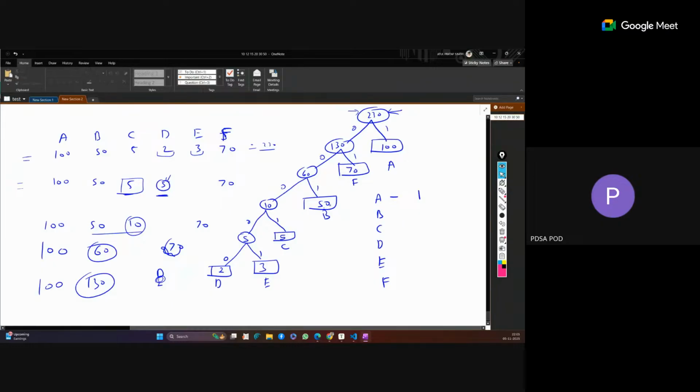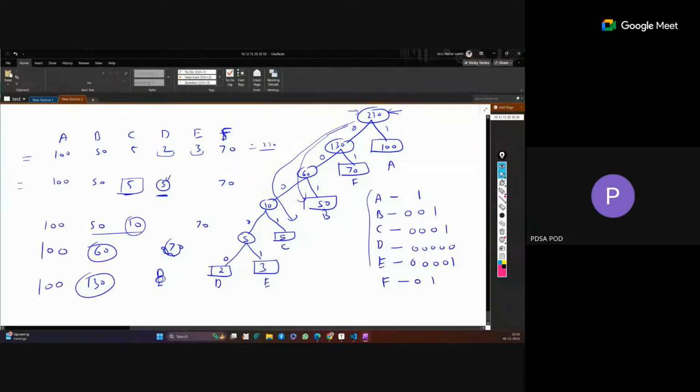If you are coming to B, you have to come through this path. So 0 0 1. Just traverse the edges, and whatever edge value you get, just write that. Now C. For C you have to come through this path. So 0 0 0 0 0 0 1. For D you have to come completely to the left, so 0 0 0 five times. And then for E you have to come through four 0s, and then this is 1, and for F you are coming 0 1.